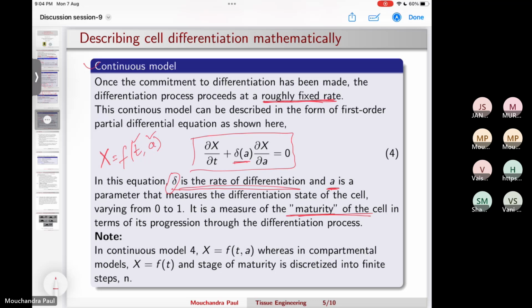Okay, is there any doubt in understanding any of these two mathematical models?